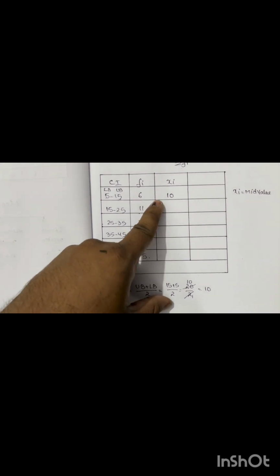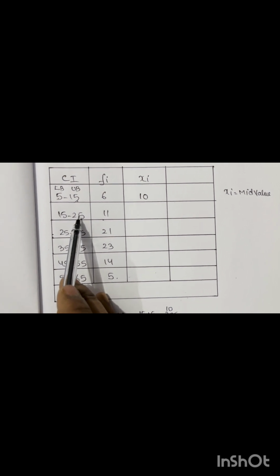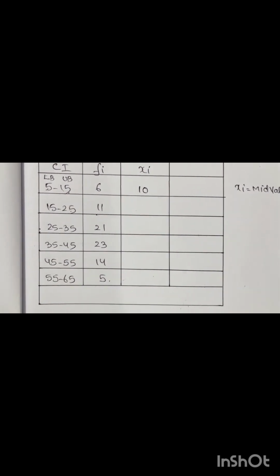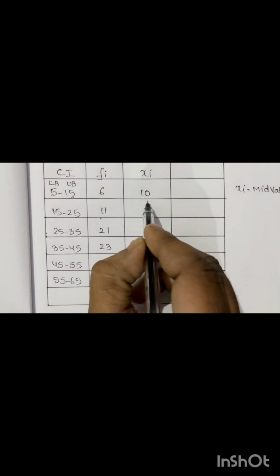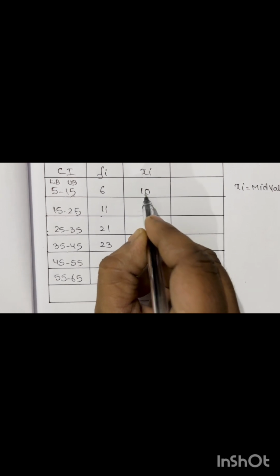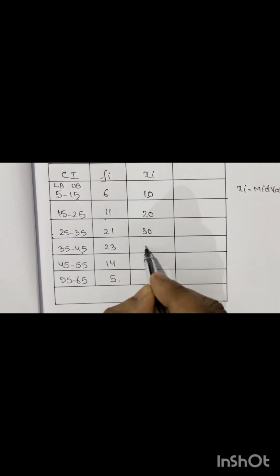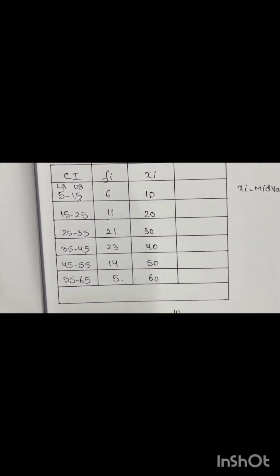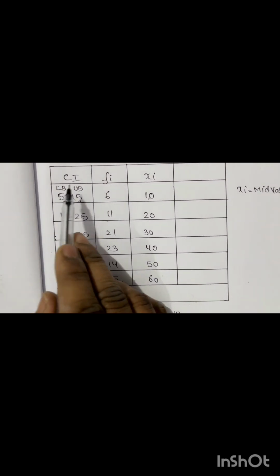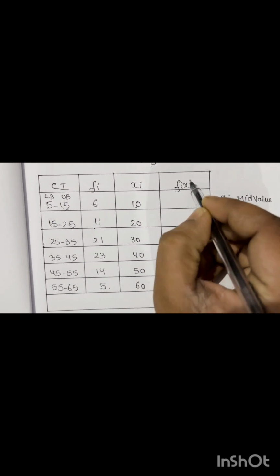Now after calculating the first mid value, there is no need to calculate every one by upper boundary plus lower boundary by 2. Just see the difference. Here the difference is 25 minus 15, 10. Here also 55 minus 45, 10. So just add 10. The first xi is 10, so 10 plus 10, 20. 20 plus 10, 30. 30 plus 10, 40. 40 plus 10, 50. 50 plus 10, 60. Now we have ci, fi, xi, and the last column is fi xi.